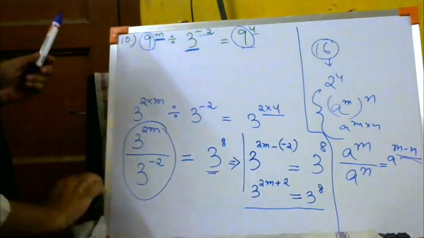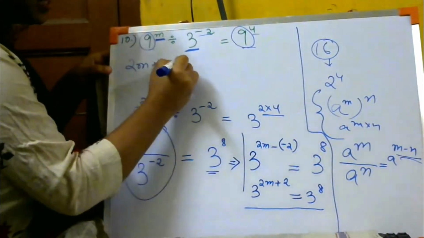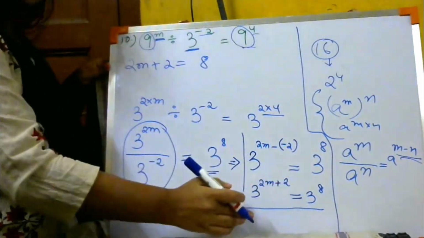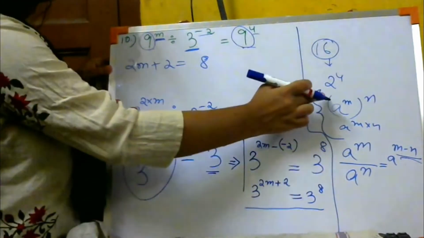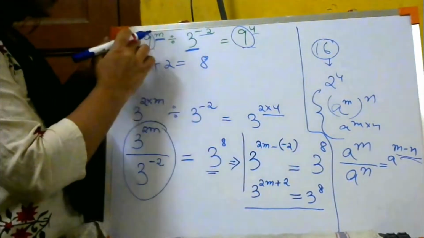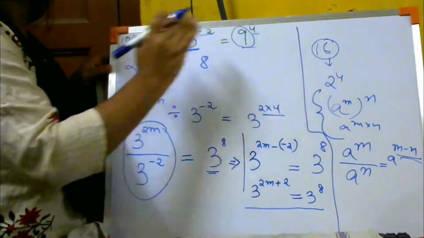So now we are going to write only the powers. 2m plus 2 equals to 8. No more I am going to write the bases. Bases का काम खत्म हो गया है. बेस को क्यों जरूरत था? क्योंकि हम लोग को ये फॉर्मूला अप्लाई करना था, तो उसके लिए तो मुझे बेस चाहिए. That is why I had changed 9 into 3 to make all the bases equal.